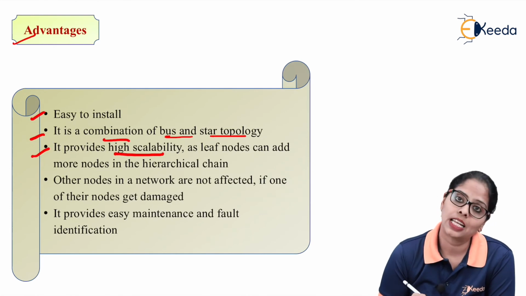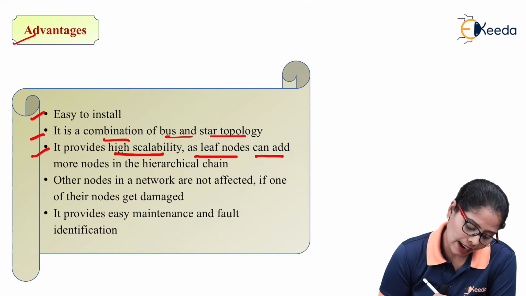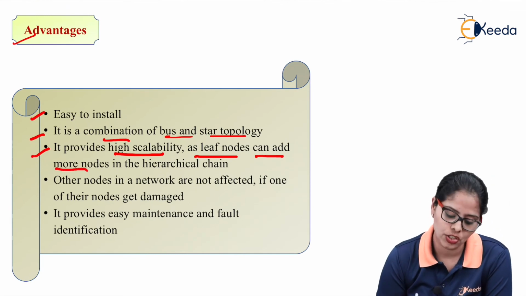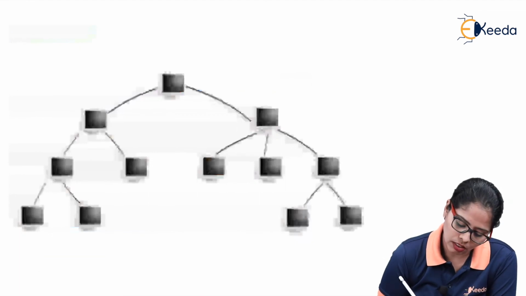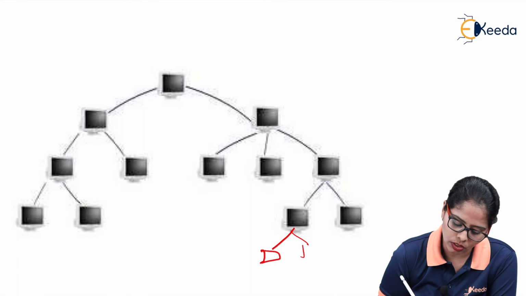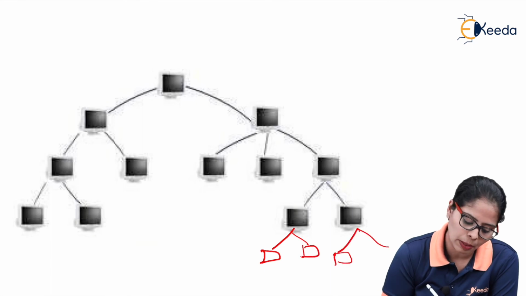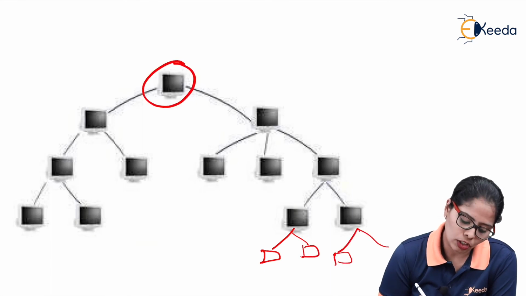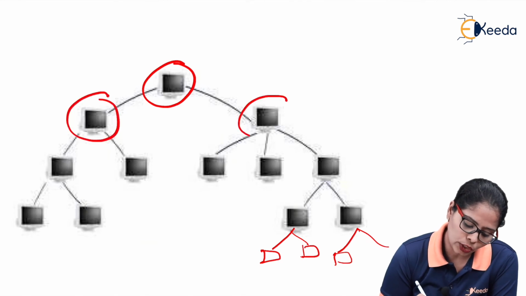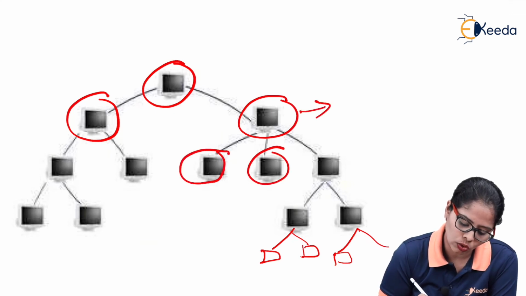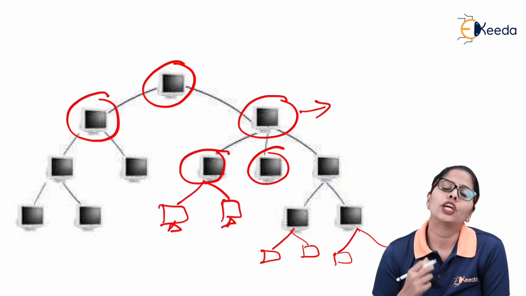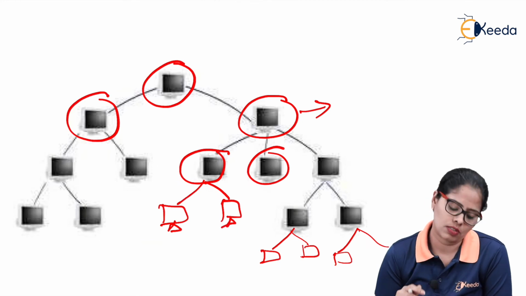It provides high scalability, and the leaf node can add more nodes in the hierarchical chain. Now see here, if you want to add users, you can just add a computer over here. So these are my parent nodes, and the parent nodes will give you the child nodes, and again you can add. Now this becomes the parent node and this becomes the child node, again this can become the parent node and this the child node. So you can go on adding any number of users.